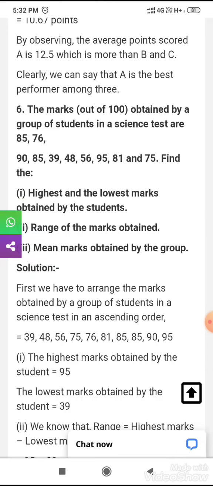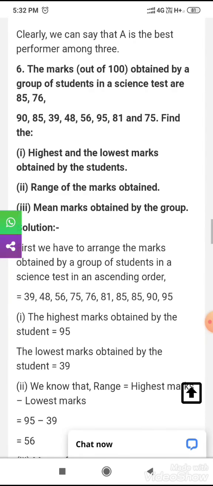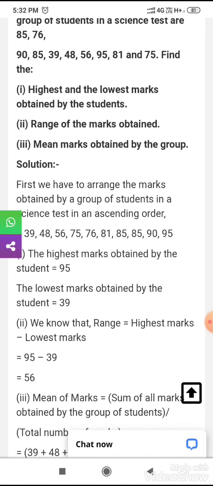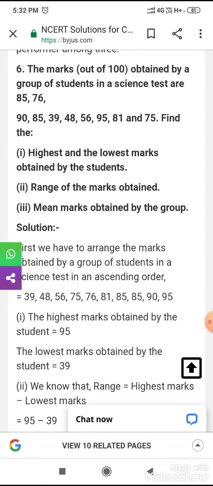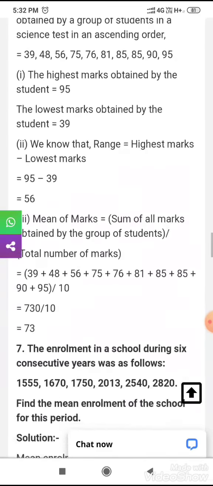In the sixth question, the marks out of 100 obtained by a group of students in a science test are given below. The marks are 85, 76, 90, 85, 39, 48, 56, 95, 81 and 75, and we have to find out the highest and the lowest marks obtained by the students. Second part, the range of the marks obtained, and third part, the mean marks obtained by the group. So you can do this question by yourself as I did in the previous question.